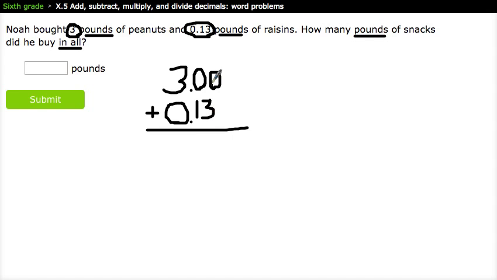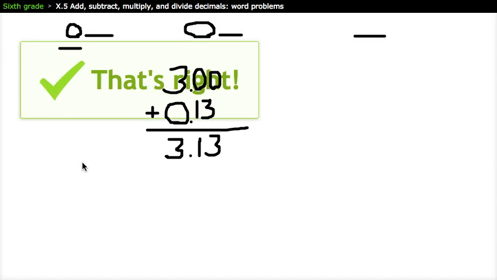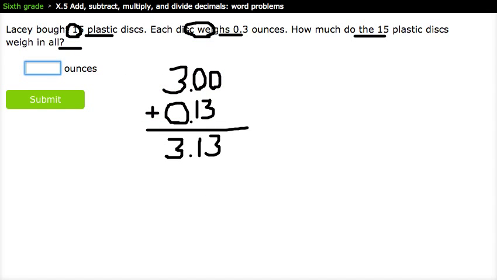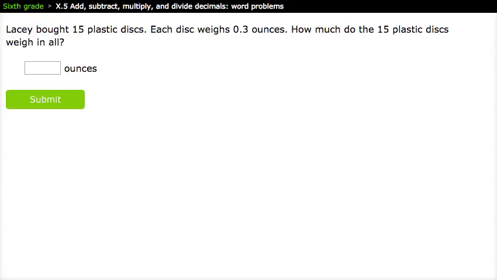I'm going to go through and add. 3 plus 0 is 3. 0 plus 1 is 1. 3 plus 0 is 3. So that gives us a total of 3.13 pounds. Let's check and see if we were right. Boom, got it. All right, let's clear those annotations. All right, let's go through one more together, and then it's going to be you doing this on your own.